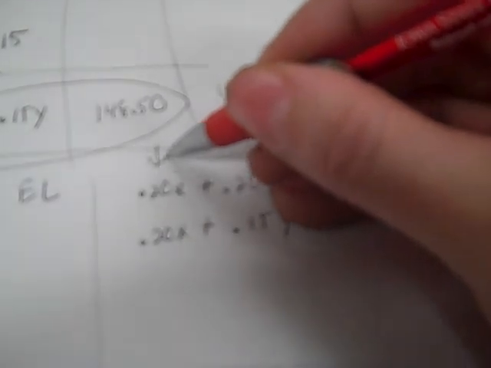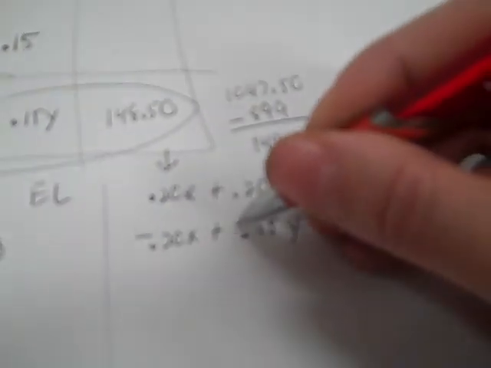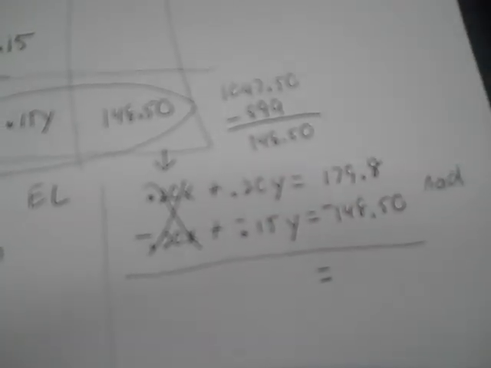Having these both as positives does me no good. I need to make that negative, that's negative, and that's negative. Those cancel, and then I add. So when I add these two together, I need to make sure I do 0.20 plus negative 0.15, and that's 0.05y. And then when I add these, it's 179.8 plus negative 148.50. See, I forgot the negative. You got to remember the negative. Okay, I got 31.3.